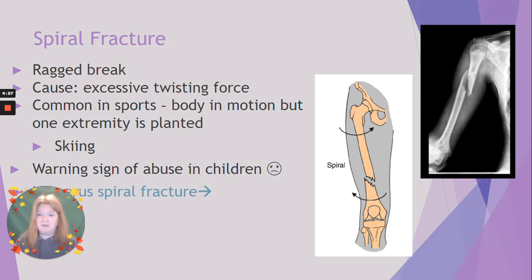Now, a spiral fracture, that's a ragged break. It's literally from this extreme twisting force. It's common in sports, like if you have a planted foot and the rest of your body is moving, that twisting force can cause a spiral fracture, like in skiing. Red flag, though, a spiral fracture can be a warning sign of abuse in children. It's from like the grabbing and twisting of an arm.